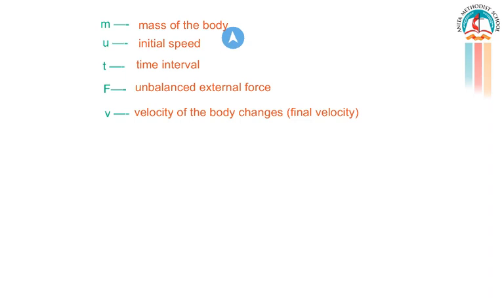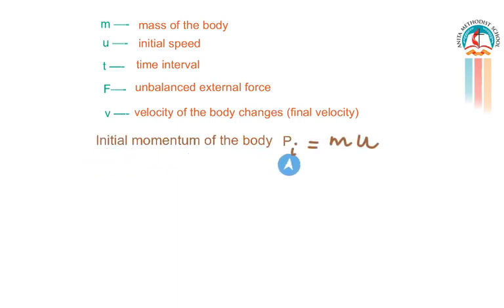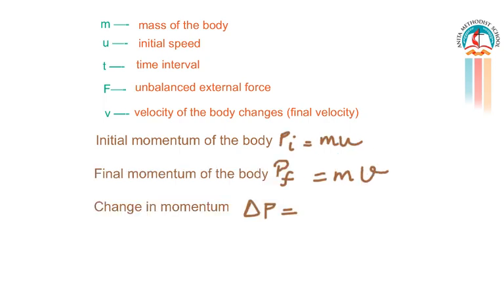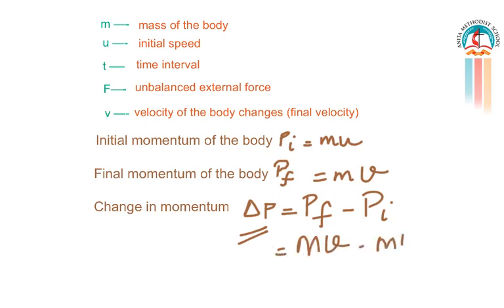Let m be the mass of the body moving along a straight line with the initial speed u. After the time t, the change in velocity be v due to the unbalanced external force. The initial momentum of the body Pi is equal to m into u. The final momentum of the body Pf is equal to m into v, which is the final velocity. So the change in momentum will be del p. The change in momentum is denoted by del p, which is equal to final momentum minus initial momentum. That is nothing but mv minus mu.